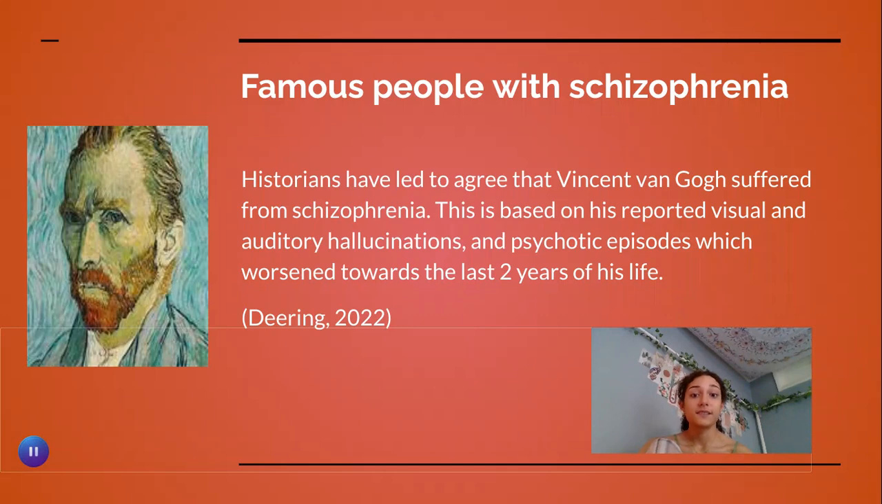Historians have come to agree that Vincent van Gogh actually suffered from schizophrenia. This is based on his reported visual and auditory hallucinations and psychotic episodes which worsened in the last 2 years of his life. This can also explain all the interesting drawings, maybe all these movements, like the flowing in the picture, are things that he hallucinated, a different way that he perceived the world.